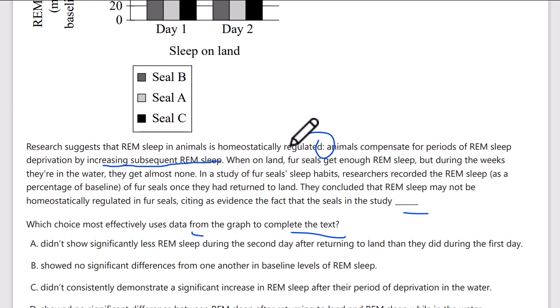When on land, fur seals get enough REM sleep, but during the weeks they're in the water, they get almost none. So in a study of fur seal sleep habits, researchers recorded the REM sleep as a percentage of baseline of fur seals once they'd returned to land. So they're trying to make up for all the lost REM sleep. Okay, REM sleep is where you kind of dream and your eyes twitch and your brain resets. So it's very helpful.